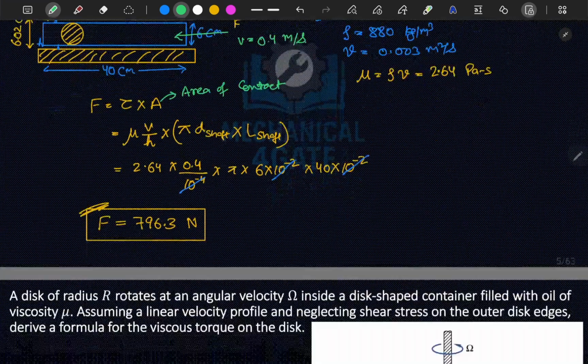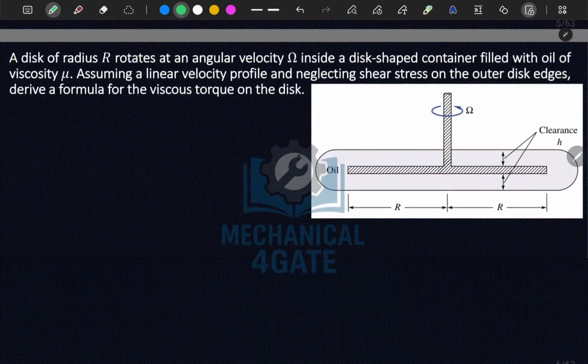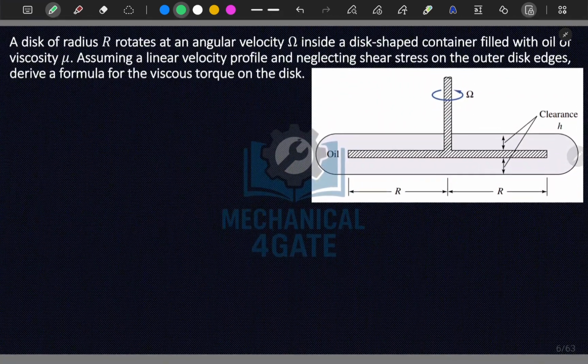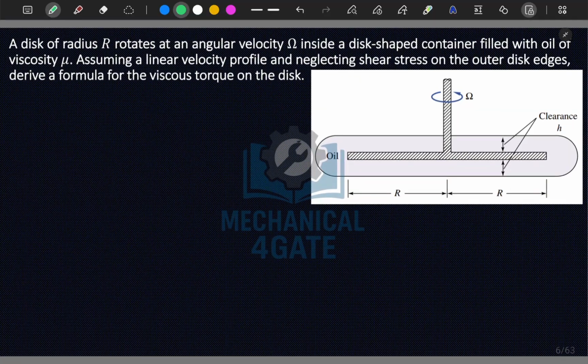Okay, so now let's look at the next question. It is mentioned that a disk of radius r operates at an angular velocity omega inside a disk type container filled with oil of viscosity mu. Assume a linear velocity profile and calculate the shear stress on the outer disk edge. Derive a relative formula for viscous torque on the disk. So we have to calculate the torque on the disk.